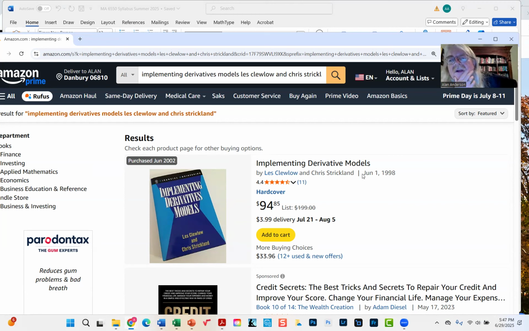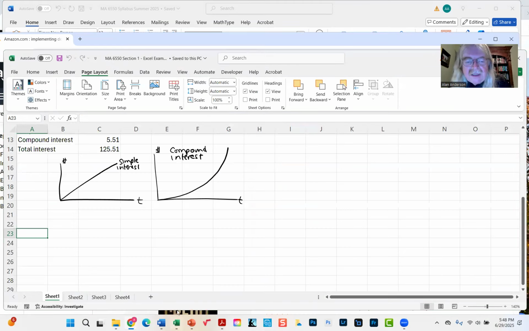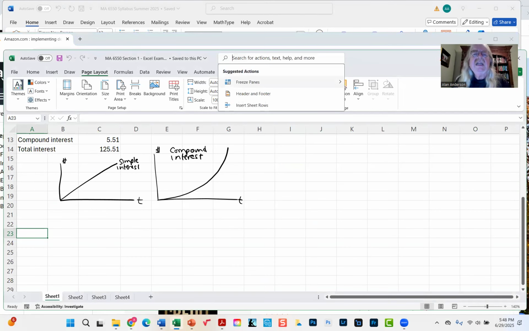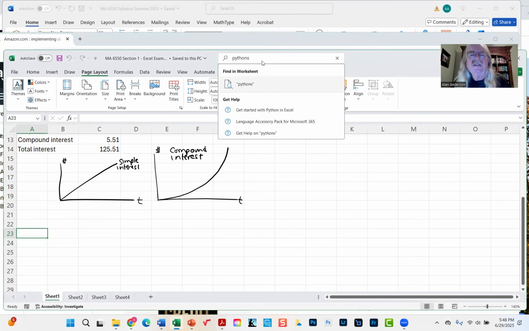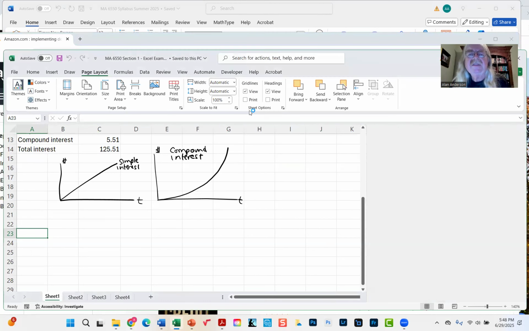And here's the other thing I wanted to investigate. I haven't had a chance yet. Very recently, Excel suddenly started offering the ability to use Python code. And I don't understand how that's going to work. But if you look in the menus here, it specifically mentions it in some of these tabs.